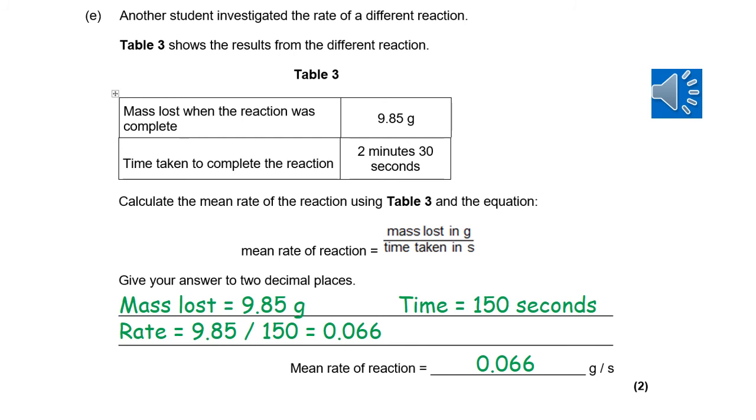So 60 seconds in a minute. 2 minutes would be 120 seconds. Add on the extra 30, that gives you 150 seconds. So then you do your mass. It's 9.83 divided by the 150. That will give you about 0.066 grams per second.